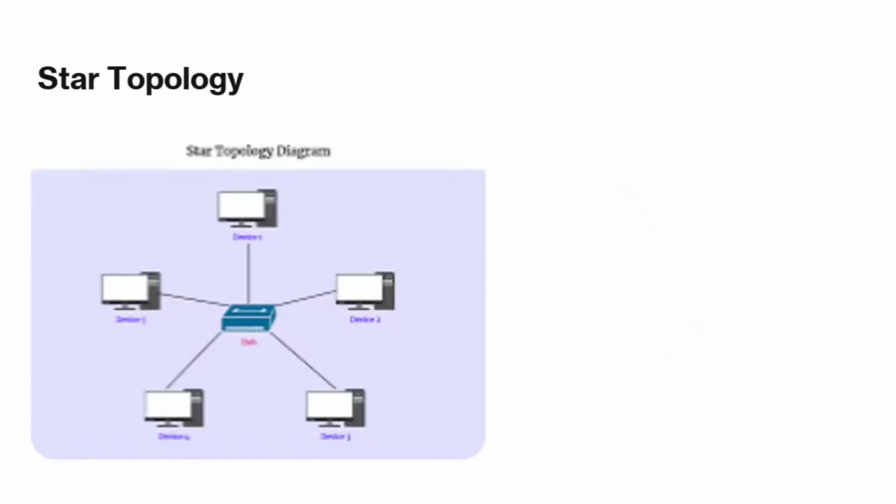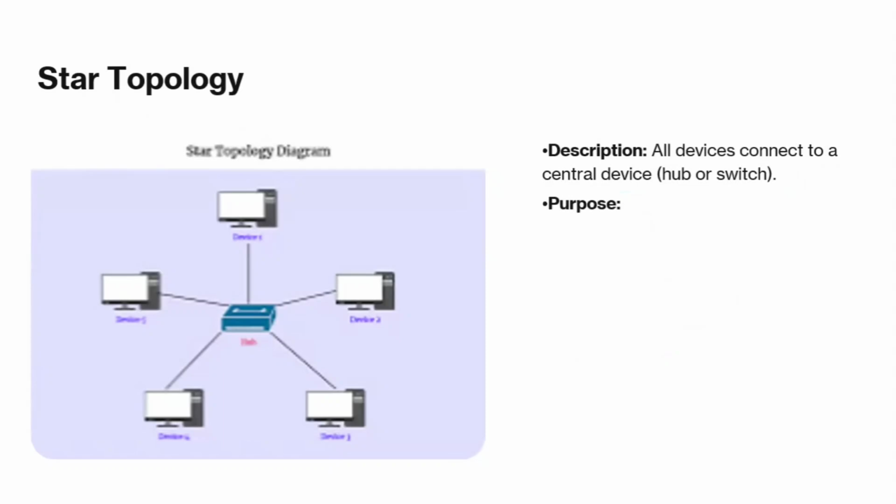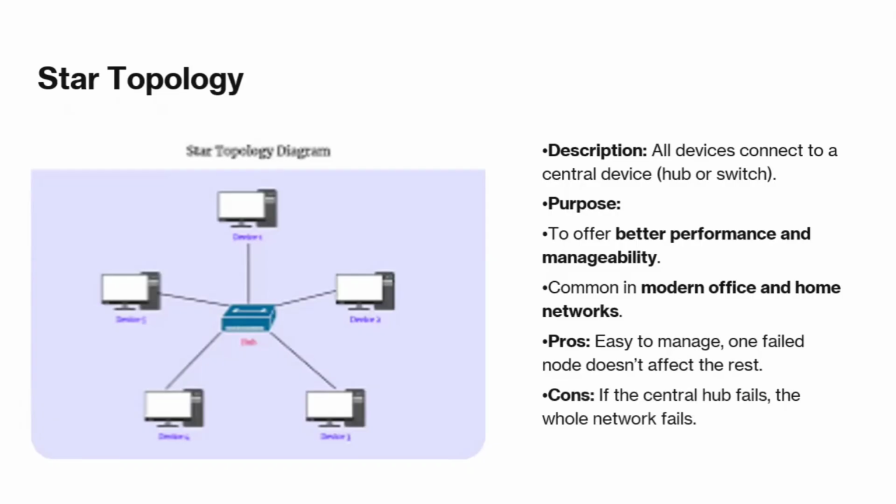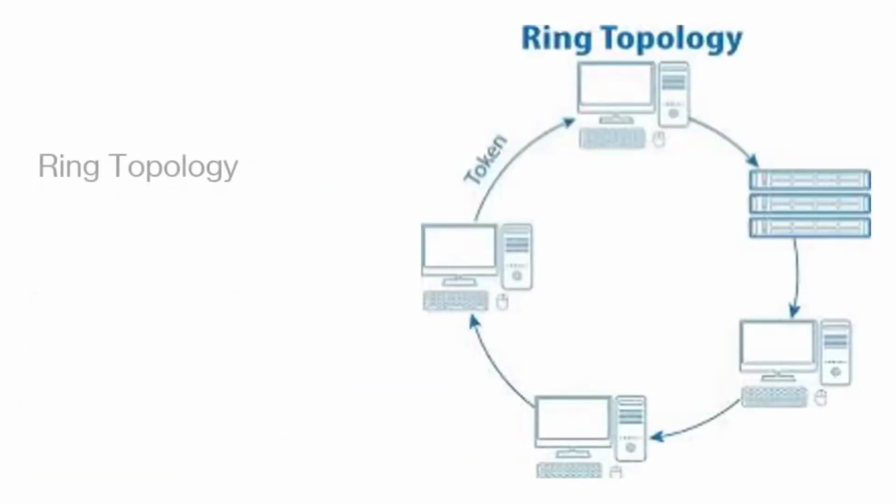The next is star topology. All devices are connected to a central device, which is called a hub or switch. It offers better performance and manageability. It is used in office and home networks, and its advantage is it is easy to manage. One failure doesn't affect the rest. But the disadvantage is if the central hub fails, the whole network fails.